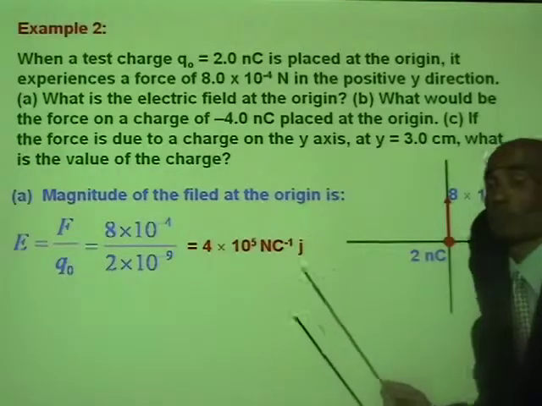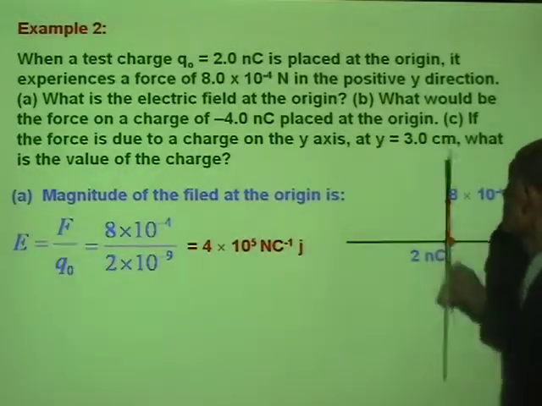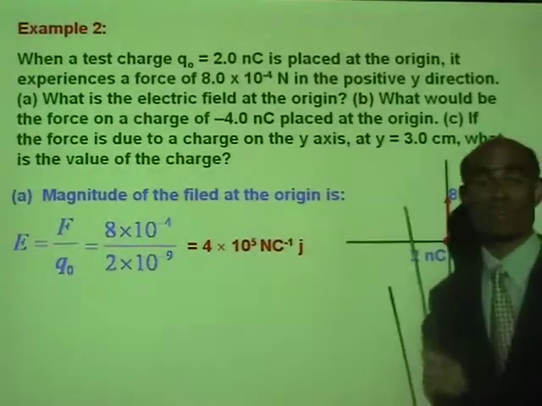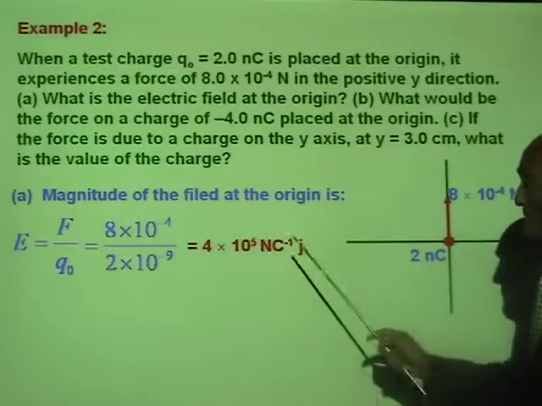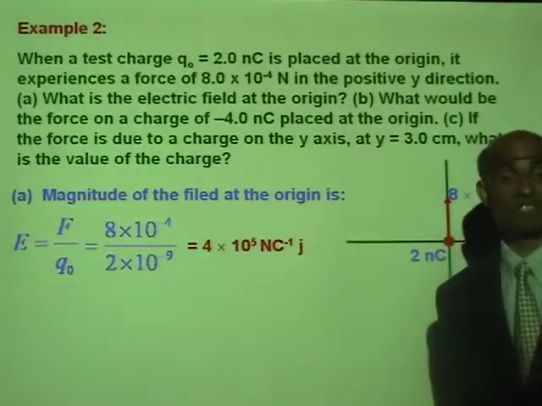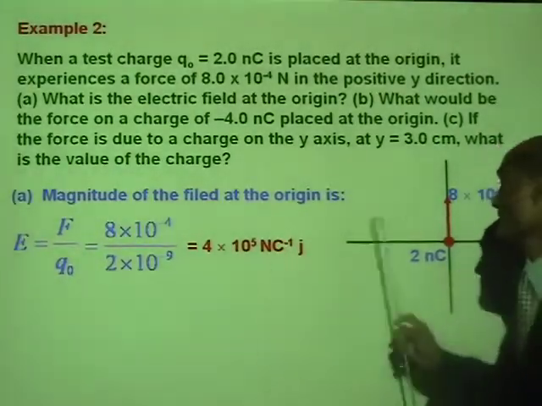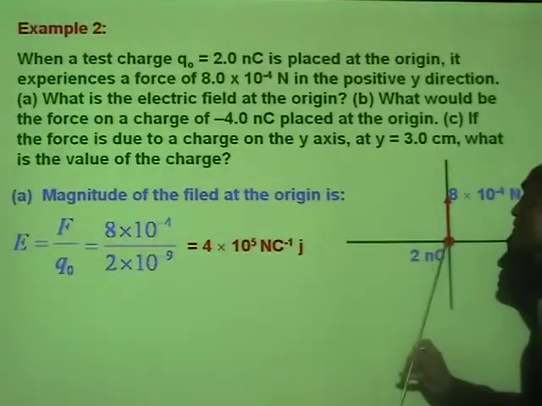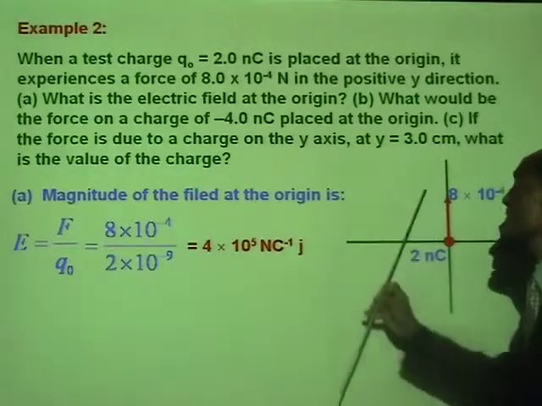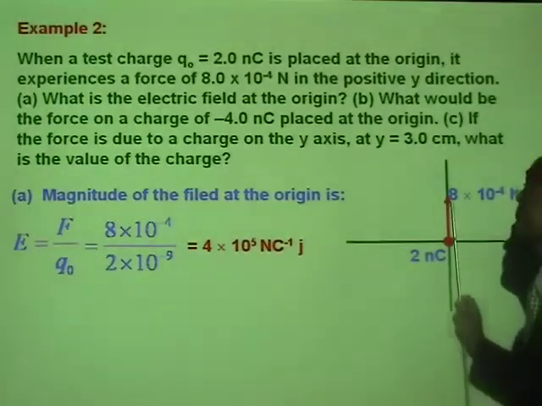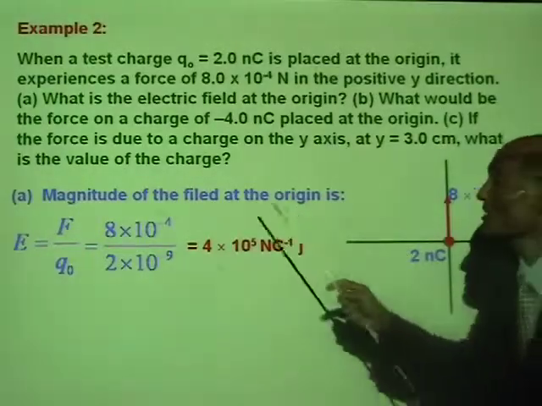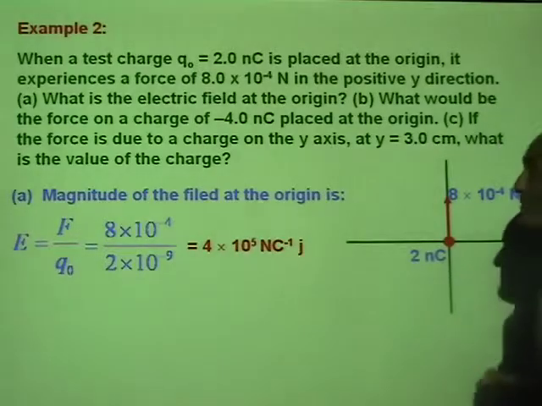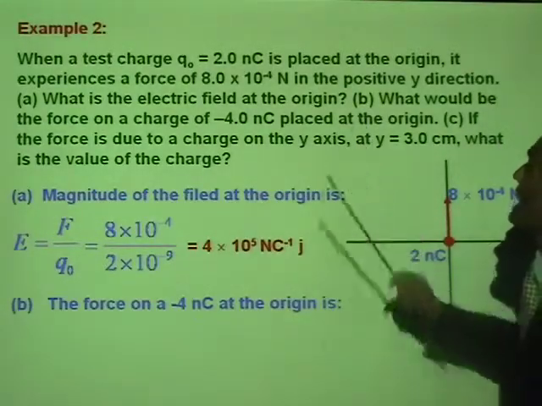Now, what does that tell you? This force is in the positive y direction. The electric field is in the positive y direction. Now, how do I know that the electric field is in the positive y direction? Because I know that the force experienced by a positive charge will be in the direction of the electric field. Since the direction of the force is the positive y direction, the direction of the field also will be the positive y direction. Alright, so we did part A.